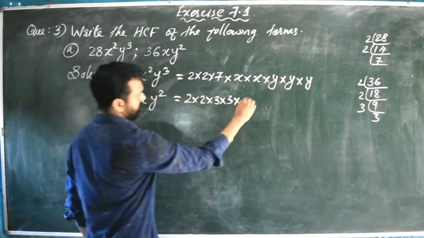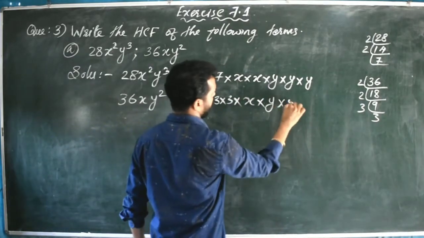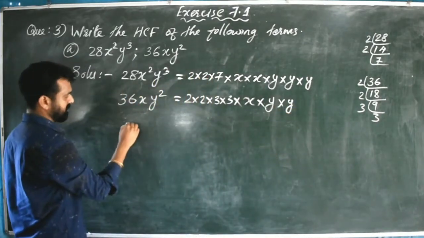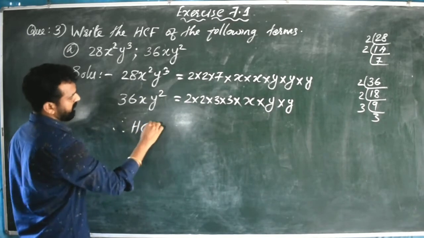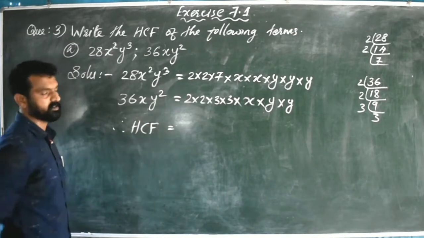2 into 3 into x only 1, that we will write as it is x into y square, y into y, y is multiplied 2 times. Now we can find out the HCF, therefore, HCF of 28x square y cube and 36xy square is equal to.